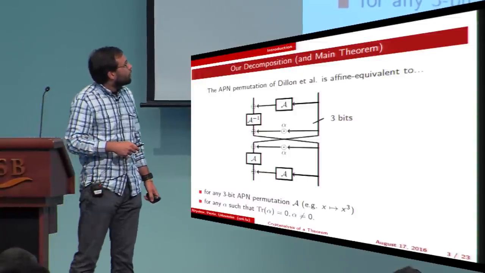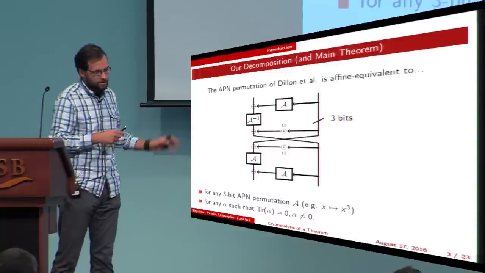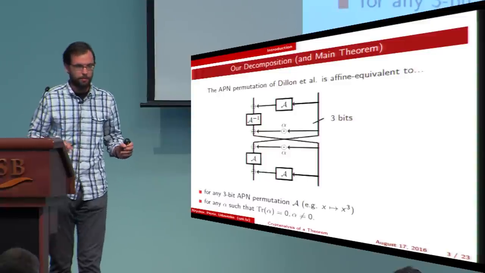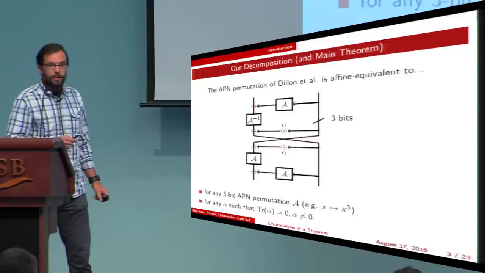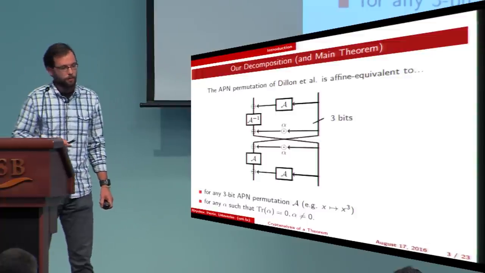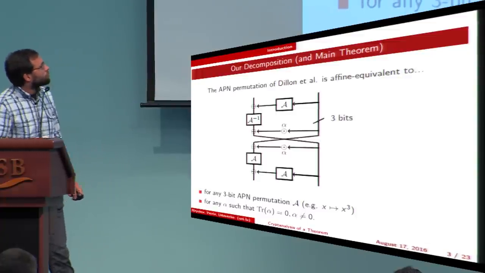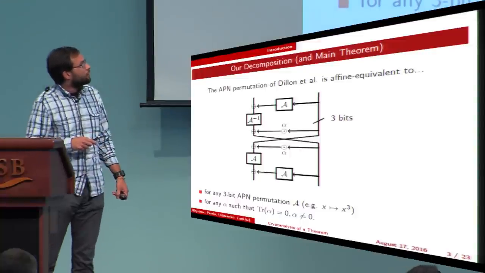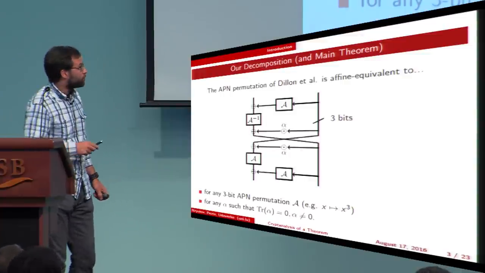Up to linear layers applied before and after, this is equivalent to that APN permutation. So in this structure, A is any 3-bit APN permutation, and the dot in a circle is a finite field multiplication by non-zero alpha, such that the trace of alpha is equal to zero.